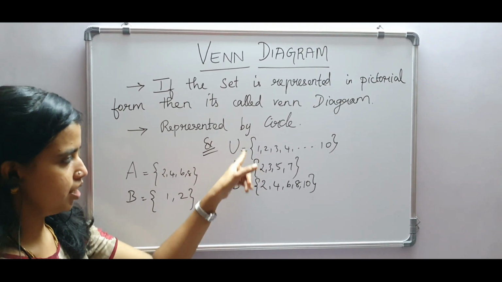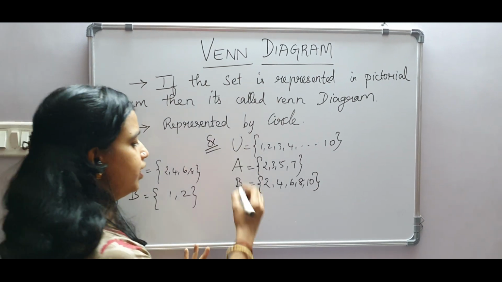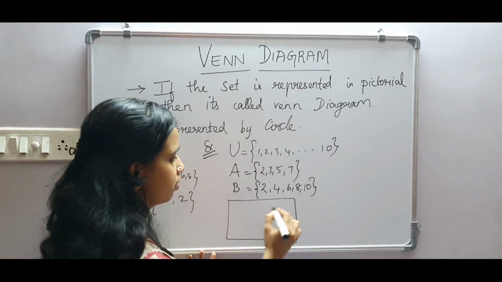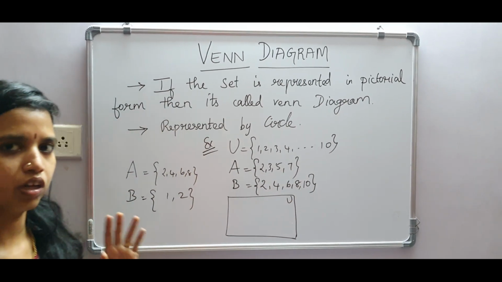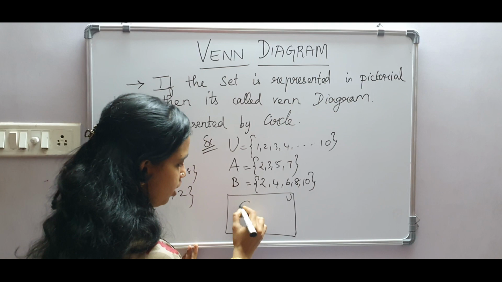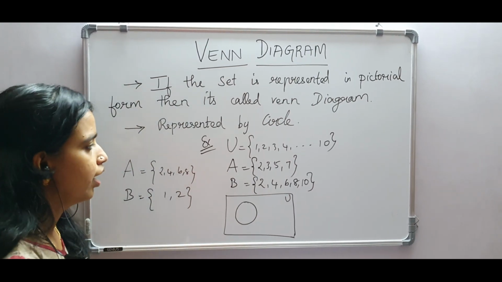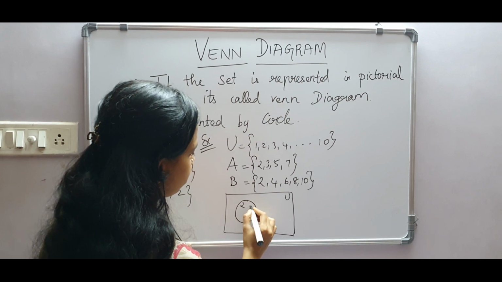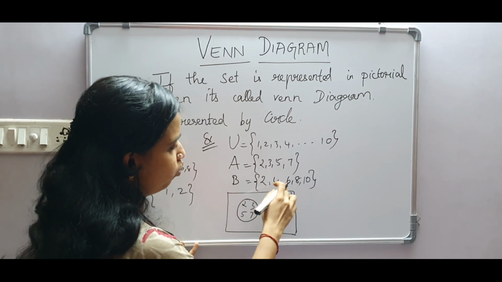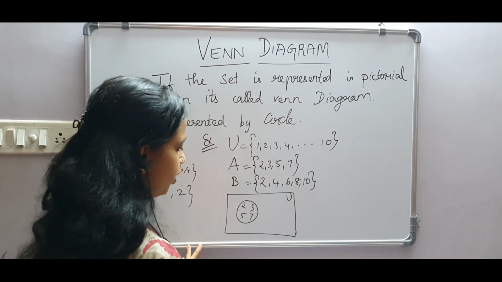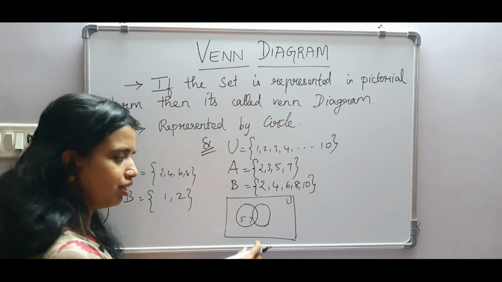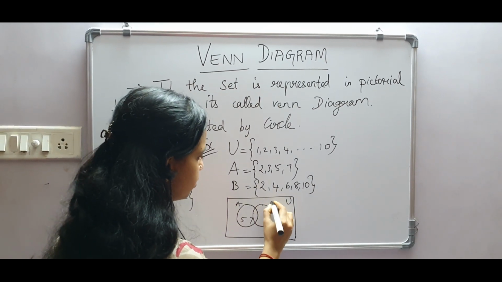How can we represent these sets in a Venn diagram? Generally, for the universal set you have to draw one square shape. This is the universal set. Your universal set will always be represented like this. Now A is one set, so we are going to draw one circle. In A we have the elements 2, 3, 5 and 7. In B we have 2, 4, 6, 8, of which 2 is already in A. So we are going to write the B elements like this. This is the A set and this is the B set.